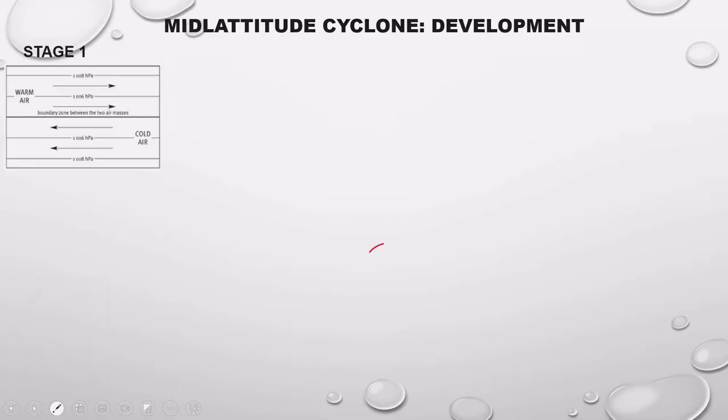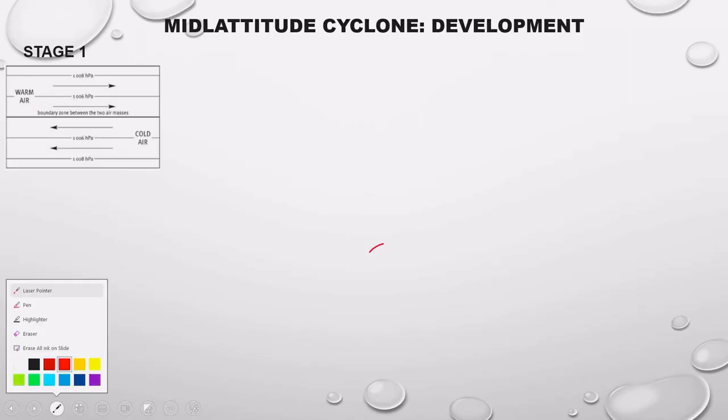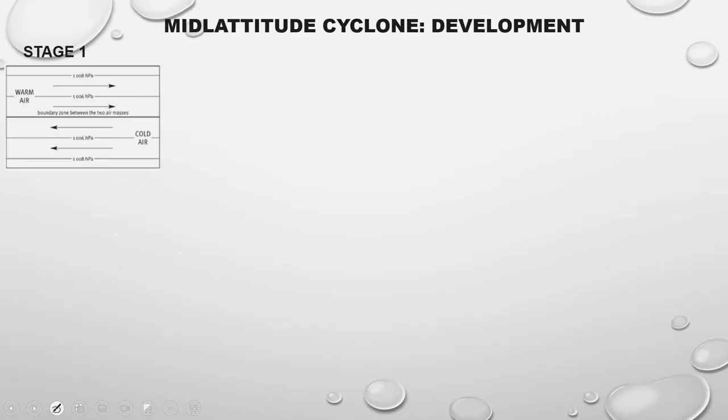Remember, this stage here, the initial stage, is a theoretical stage. You will not be able to pinpoint it when you look at your synoptic weather map. In other words, we assume that the cyclone starts this way, but we cannot produce such in the synoptic weather chart. Okay? So, alternative name, this is called the initial stage. Don't call it stage 1 in the exam. Call it the initial stage.